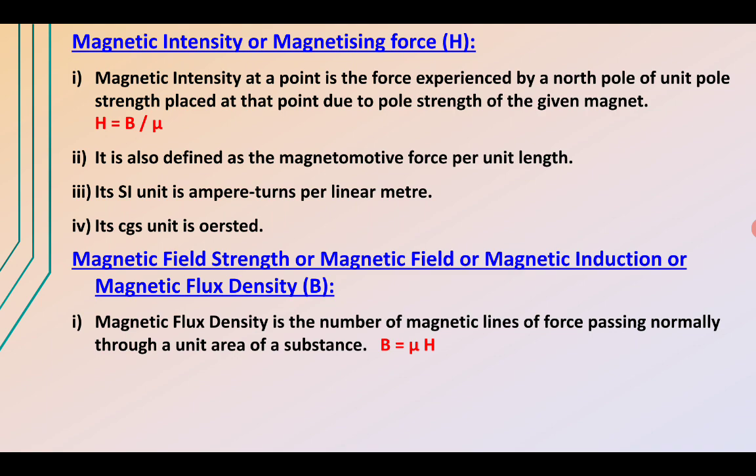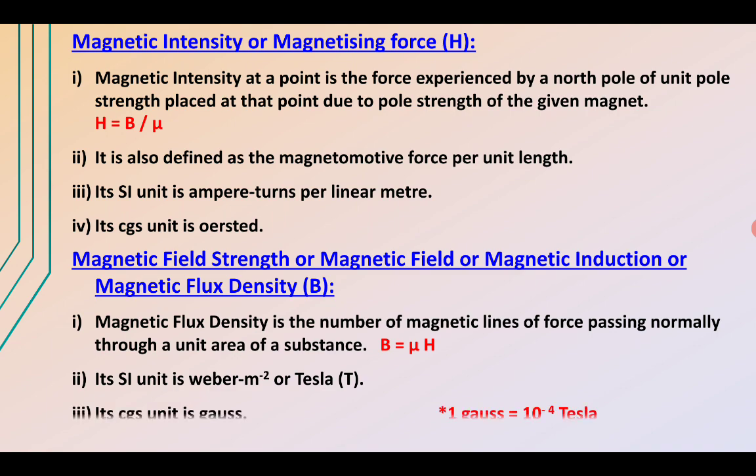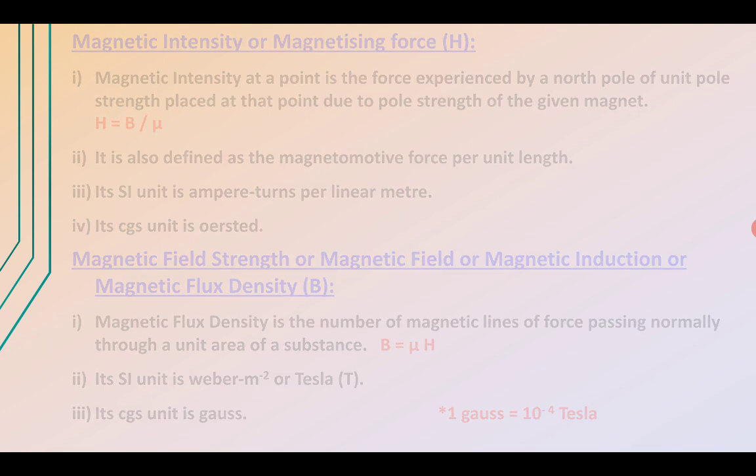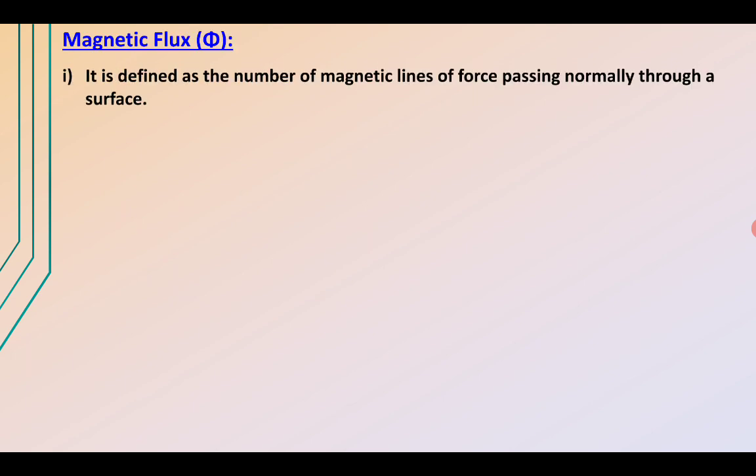The SI unit for this is Weber per meter square or Tesla, and its CGS unit is Gauss, and 1 Gauss is equal to 10 raised to power minus 4 Tesla. So this is our magnetic field strength, or magnetic flux density. After this is our magnetic flux. Now what is this magnetic flux? It is defined as the total number of magnetic field lines of force passing normally through a surface.